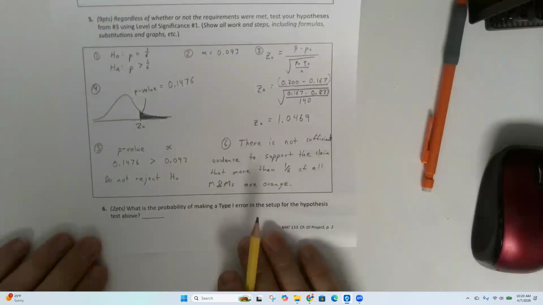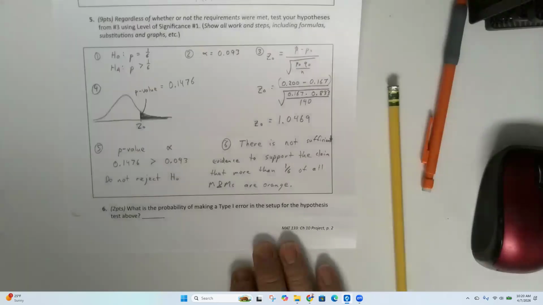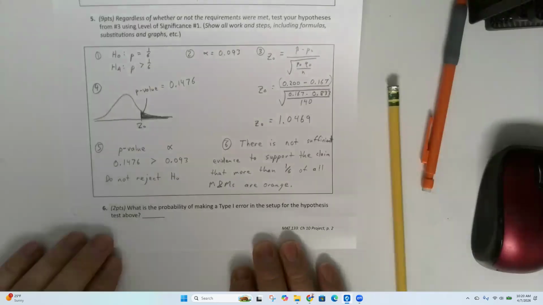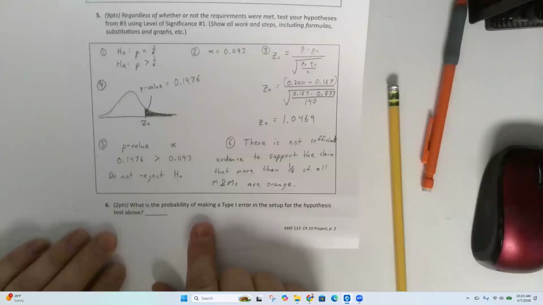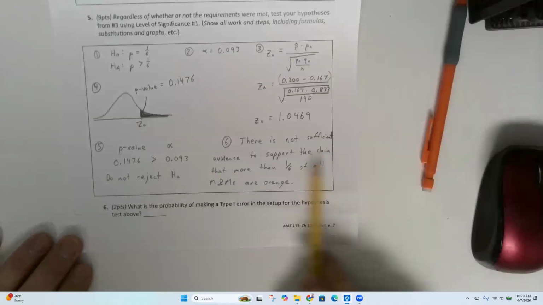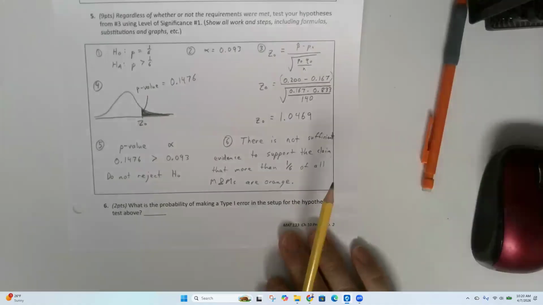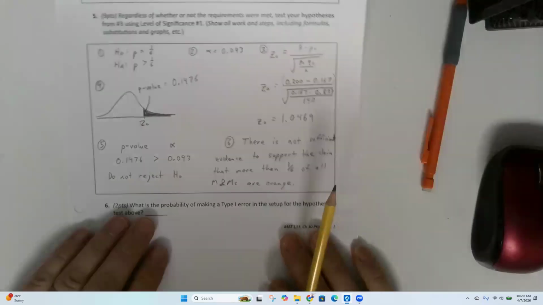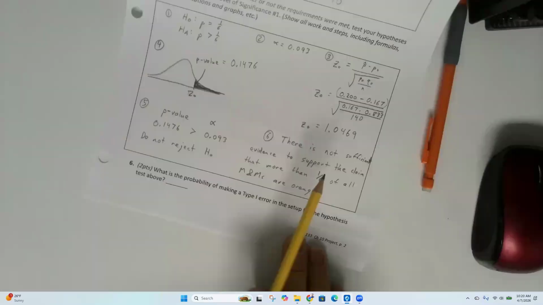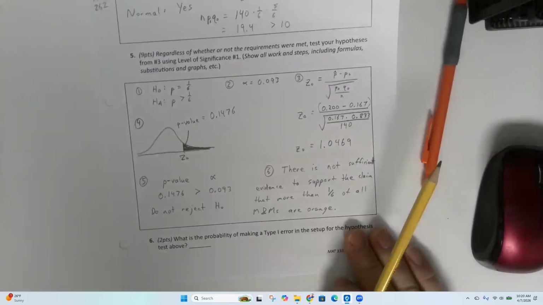Okay. I'll go back over this again with you guys. So, there is not sufficient evidence to support the claim that more than 1/6 of all M&Ms are orange. Now, I do want to point out that in my sample, I had the most orange. I had more orange than any of the other colors.